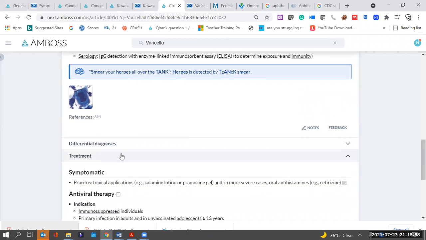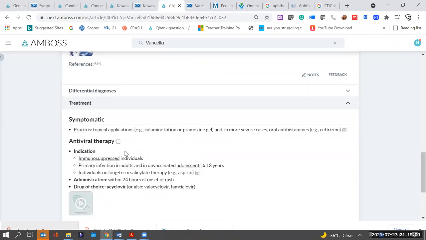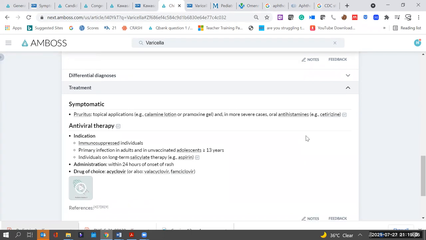Treatment part, what are you going to give to these patients? Of course, symptomatic treatment for pruritus: we can give calamine lotion and an oral antihistamine. Once it comes to antiviral, it is indicated only in immunocompromised individuals, those who have immunodeficiencies, in primary infection, or in unvaccinated adolescents. So if the patient is more than 13 years of age, has this infection, and has no history of previous varicella vaccination, then we can go for antivirals. Otherwise, if vaccinated, no need.